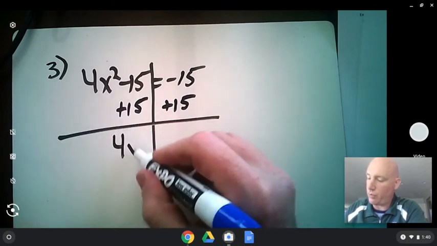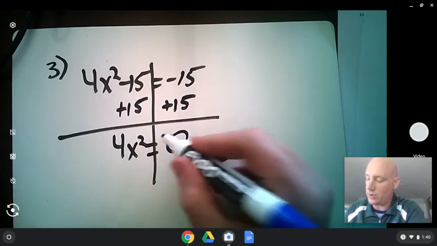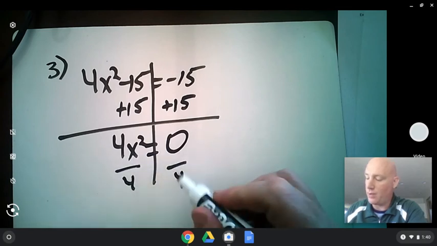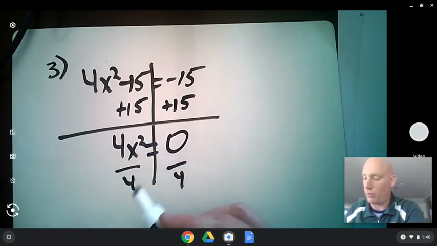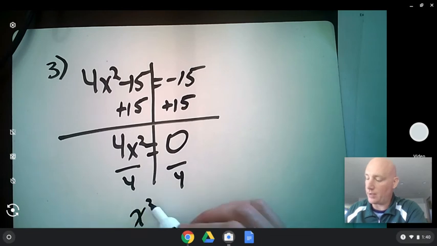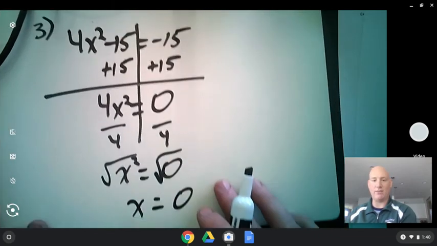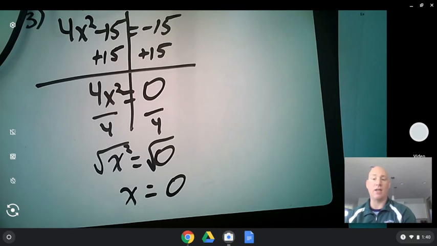I'm left with 4x squared equals 0. Now I have to divide both sides by 4 because first it was squared, then multiplied by 4. So I'm left with x squared equals 0. Square root both sides. x equals 0. Because remember, positive negative 0 is 0.